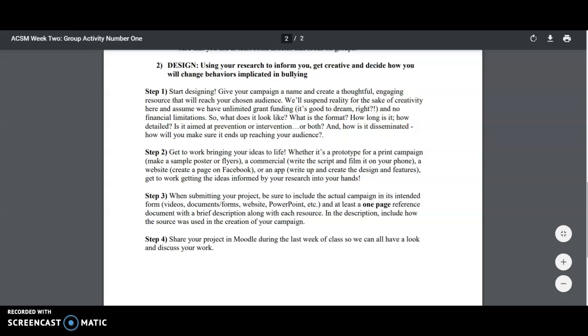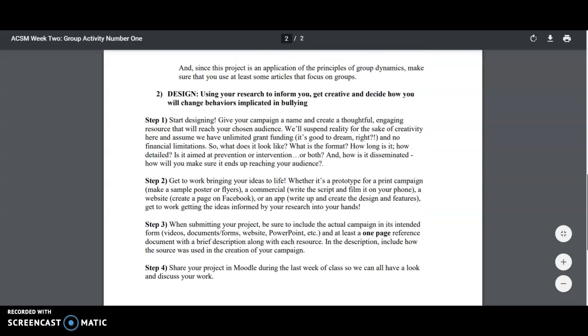So if you had all the money that you would need in a grant, and you have your research and you know who it is that you want to target, now you get to go out and design it and create it and have fun deciding what type of campaign this is going to be. How are you going to reach people, and how are people going to be influenced by what they've been exposed to in your campaign? And then you're going to share it on Moodle and share it with me. I have it set up so that everyone in the group is going to submit the same group project to me. That way you don't have to rely on just one person to submit the work. And then you'll also be submitting that individual assignment, as I mentioned before.